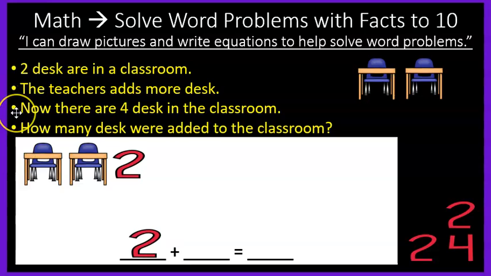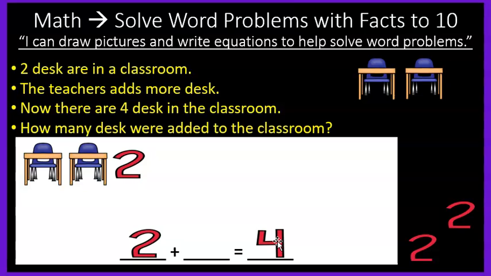Now let's read this third statement. Read it with me. Now there are 4 desks in the classroom. Now, boys and girls, I want you to spot this number right away. What number is this? 4. Okay? So you know you're going to have to use this number again. Look. 4 goes here. That's going to be the answer to our addition equation, okay?